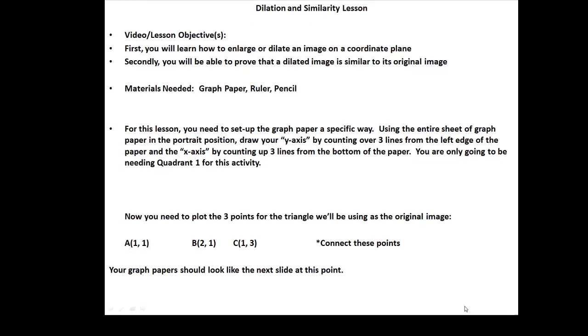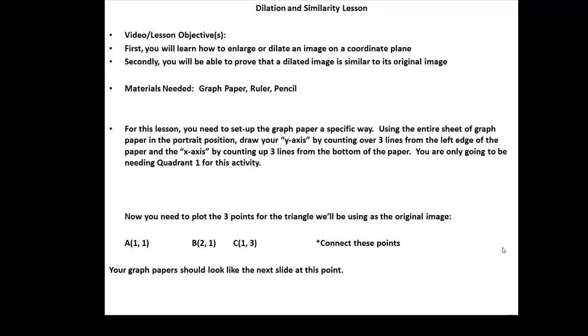Welcome to the next lesson on dilations and similarity. For this video lesson, we're going to learn how to enlarge or dilate an image on a coordinate plane. Secondly, we'll be able to prove that a dilated image is similar to its original image. Some of the materials that will be needed here will be graph paper, a ruler, and a pencil.